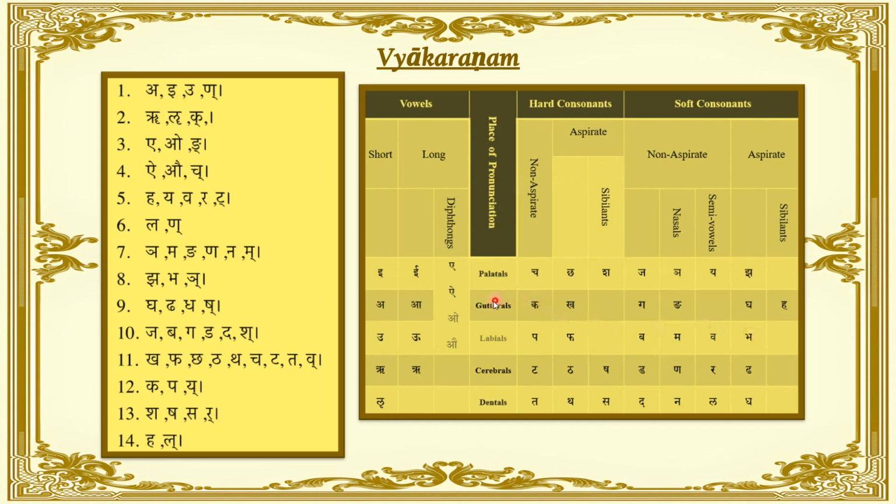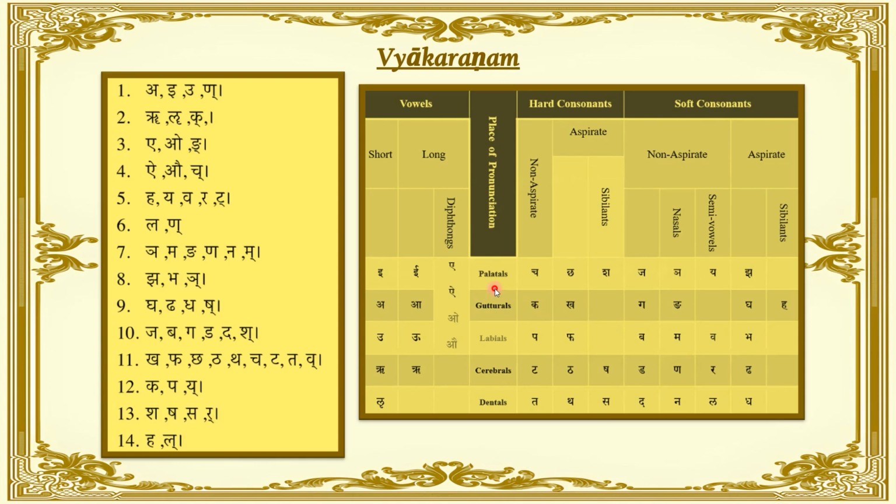guttural. So guttural refers to the throat. If you touch your throat and you can see ka, kha, ga, gha, na, ha, they have their origin from guttural, from the throat. And then we have palatal. So you have to touch your tongue to the palate, and then you can pronounce cha, chha, ja, jha, na.